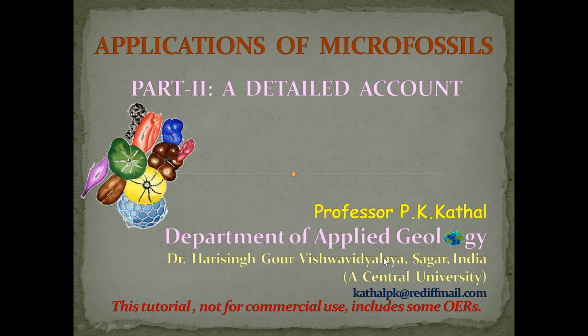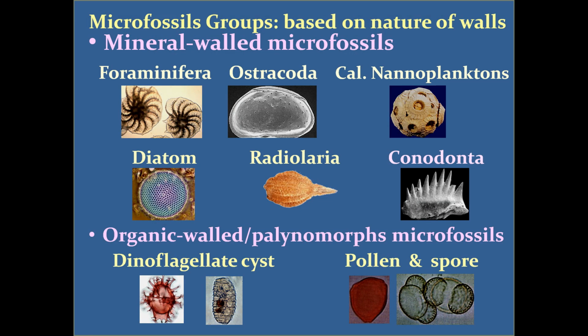The topic of my today's lecture is Applications of Microfossils, Part 2, a detailed account. In Part 1, I have shown you that microfossils may be broadly divided on the basis of composition of wall. The first category is mineral wall microfossil, including Foraminifera, Ostracoda, calcareous nanoplanktons, diatoms, radiolaria, conodonta. And the organic wall or palynomorph microfossils include dinoflagellate cyst, pollen, and spores.